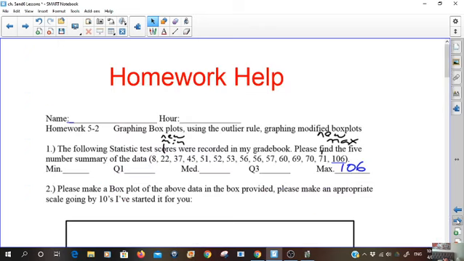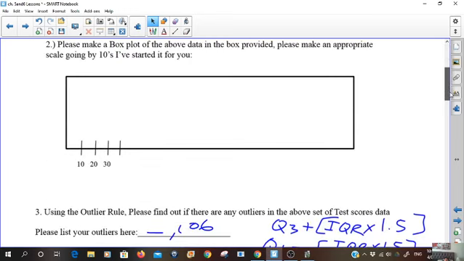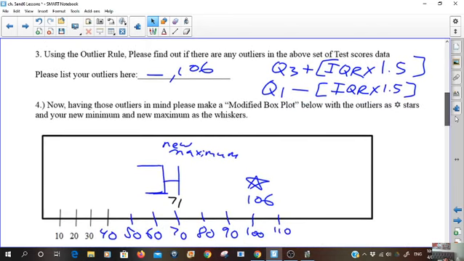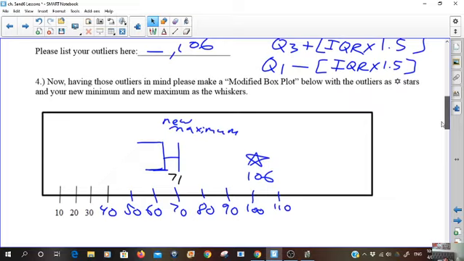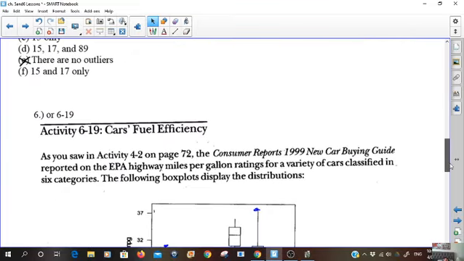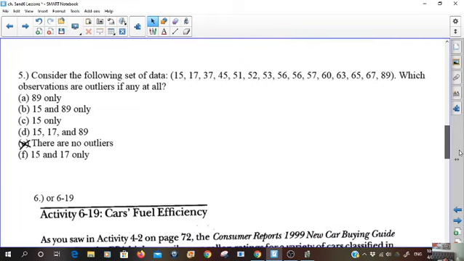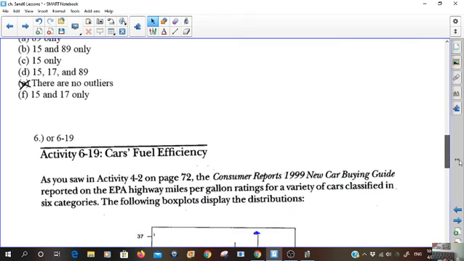Okay, so just running helpful hints really quick. 5-2, find the 5-number summary, and then you're going to make a regular box plot, and then you're going to find the outliers, and then do a new maximum with your outlier. No, there are some outliers, that's for sure. So number 5, don't put E, because I won't say which ones, if it's just 15 or 89 or all 3 or just one of them or 2 of them.